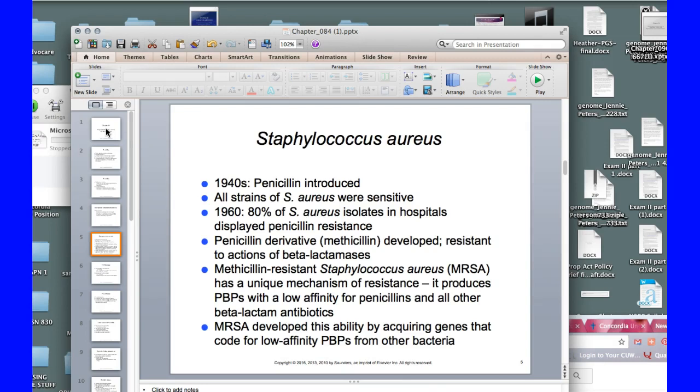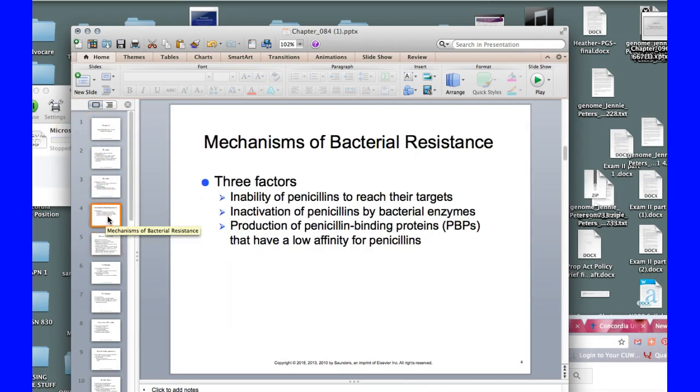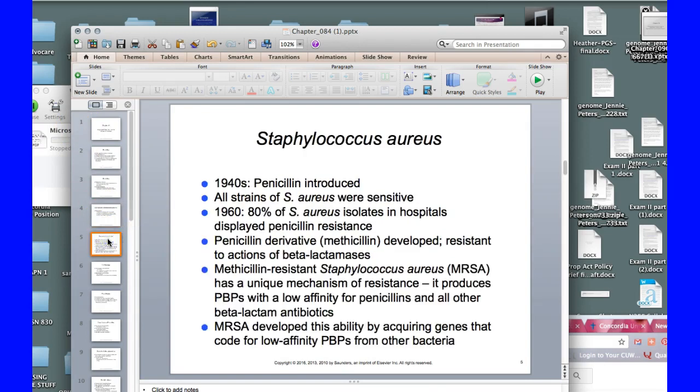Then we had MRSA that came out. So that has a unique mechanism of resistance. It produces these proteins called penicillin binding proteins that basically block the penicillin from even working. So MRSA developed this ability by acquiring genes that code for these low affinity binding proteins from other bacteria.